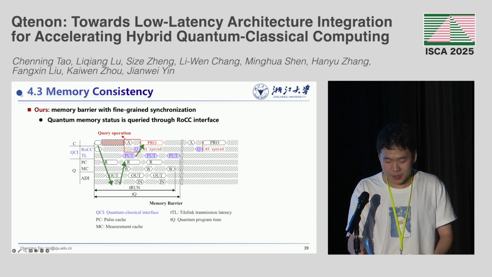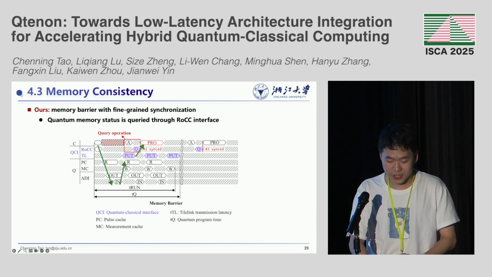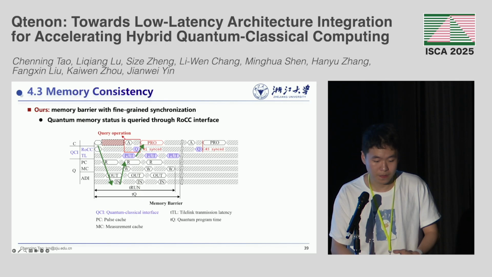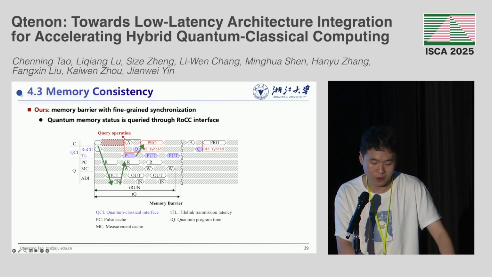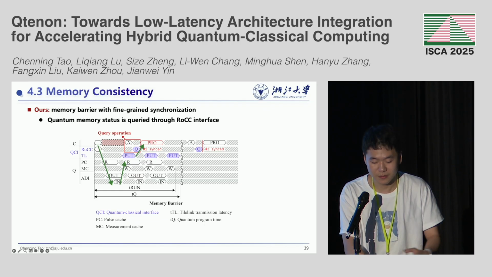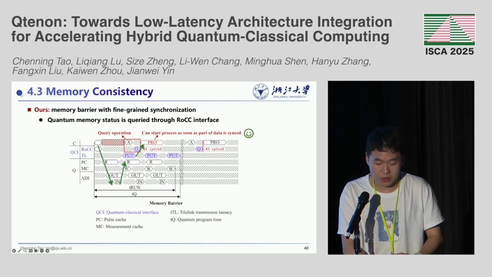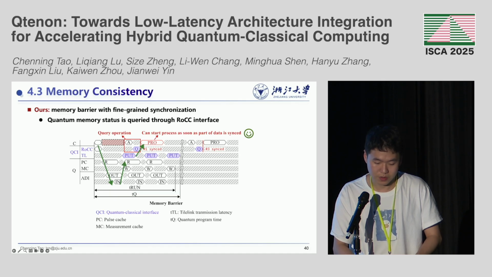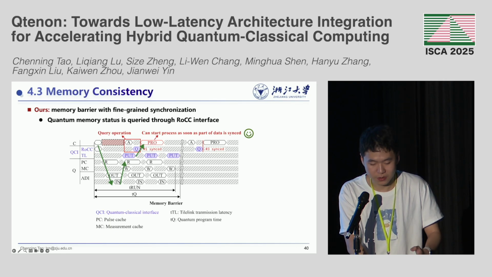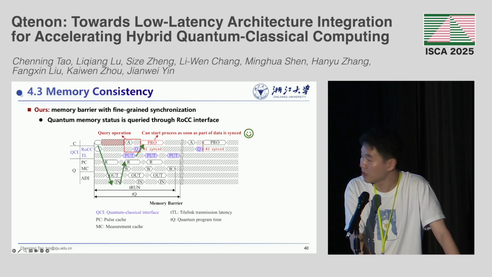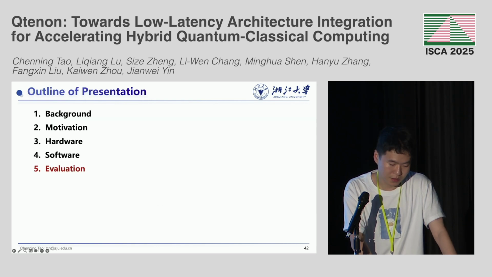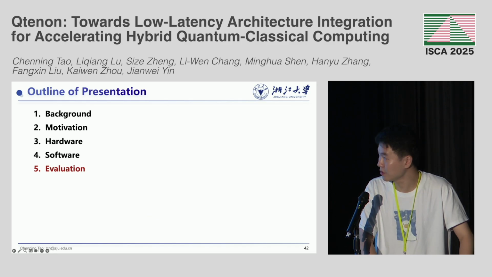On the quantum side, our memory barrier provides detailed tracking of which part of the operation has been synchronized, and the hardware design is shown before. On the host side, the system can simply query the status of a specific address. This is done through the ROCC interface and introduces only one cycle latency. So if part of the data is already synchronized, the host can proceed immediately without waiting for all quantum operations to finish. Next, we will show our evaluation results.